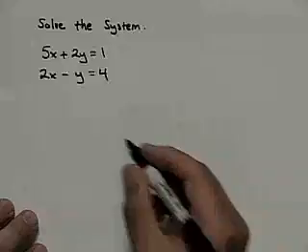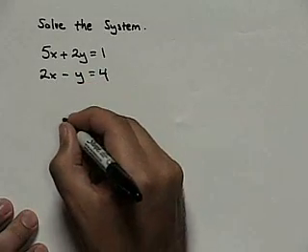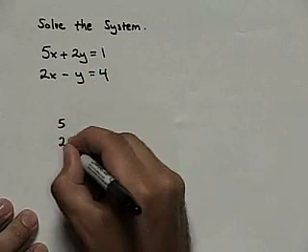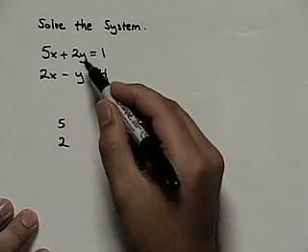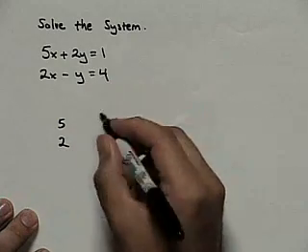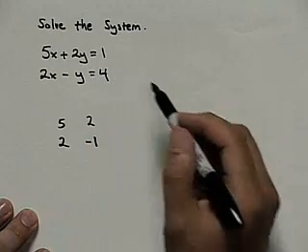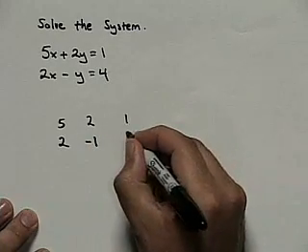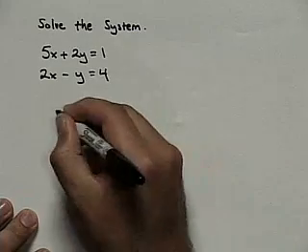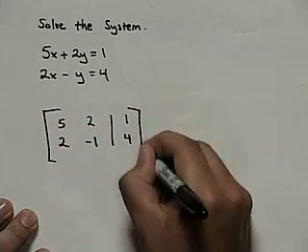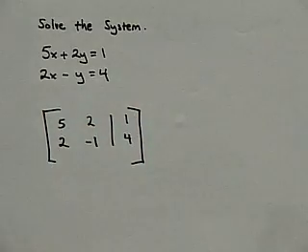Taking our coefficients of the x's, we have 5 and 2, so that forms our first column. And then the second column will be the coefficients of the y's, which are 2 and negative 1. And then the third column are the constants, 1 and 4. And putting this in an augmented matrix gives us this as a result.